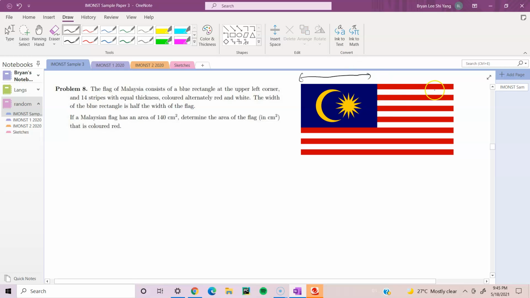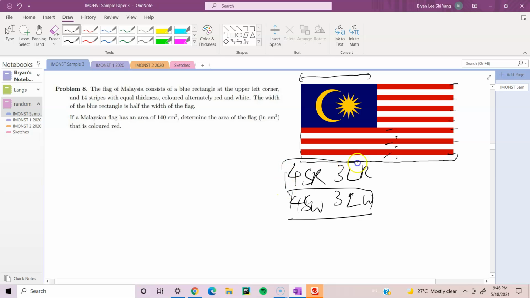As you can see here, the width of the blue rectangle is half of the width of the flag. And you can see here, we have 14 stripes: 4 short red stripes, 4 short white stripes, 3 long red stripes, and 3 long white stripes. Actually, the limit should be somewhere here, but since the background merges perfectly, okay? So as you can see, the area of color red, the red area, is basically the same as the white area.